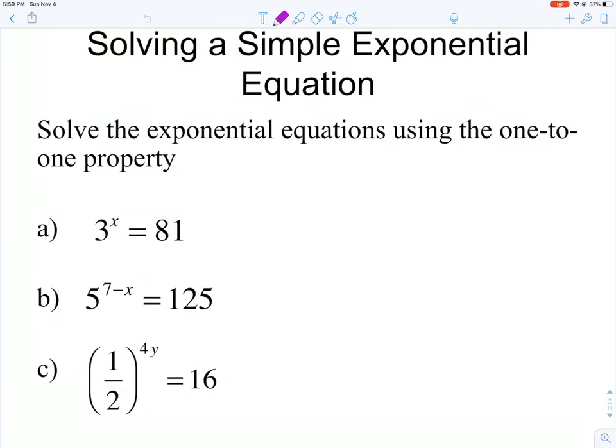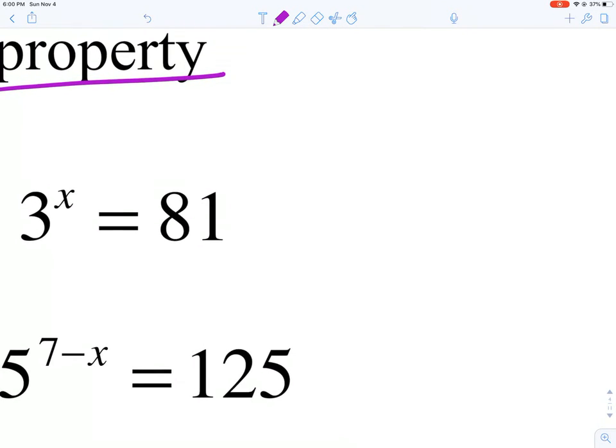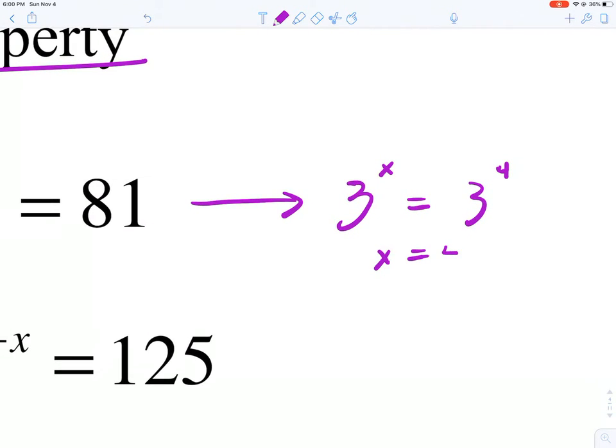Okay, so let's look at solving these simple exponential equations, and we want to try and use the one-to-one property. So like this first equation, 3 to the x equals 81. Let's see if we can rewrite 81 as 3 raised to a power. And we can. So we can rewrite 81 as 3 to the 4th power, which means by the one-to-one property, x must be equal to 4.